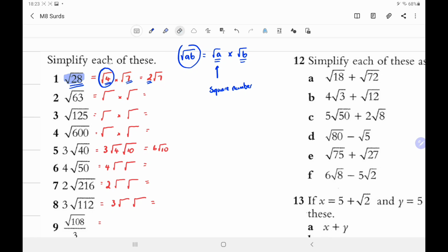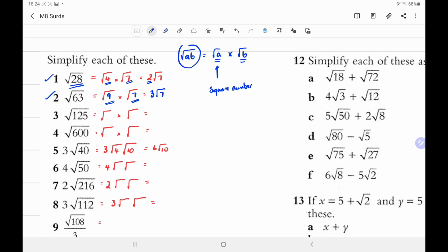So having a look at the next one there, what two numbers am I going to put here and here? Well, I want two numbers that multiply to give us 63, and one of those numbers has to be a square number. So the two numbers are 9 and 7. Because we have the square root of 9, that means we can change that to 3. 3 times root 7, you just write as 3 root 7. So that's 1 and 2 done.